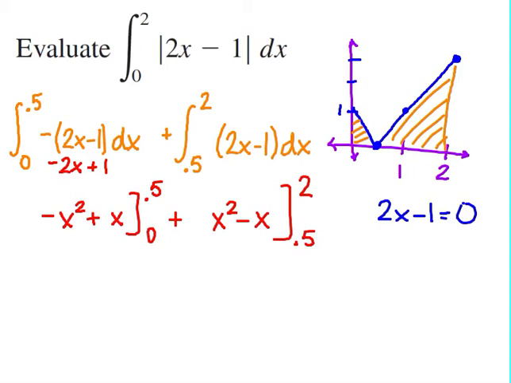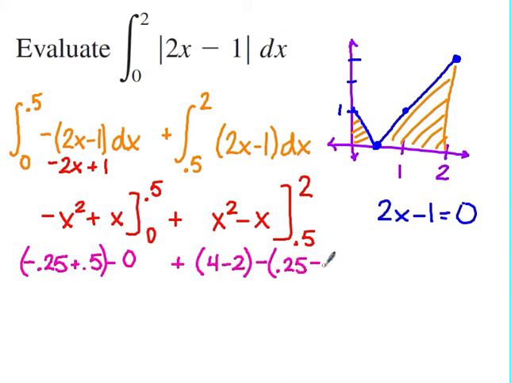So now let's plug in 0.5. If I square 0.5, I get 0.25. So negative 0.25 plus 0.5 minus 0. It doesn't matter where I plug 0 in, I'm still going to get a value of 0. Now from here, let's plug in 2. So here I'm going to get 4 minus 2 minus 0.5 squared, which is 0.25, minus 0.5. So negative 0.25 plus 0.5 is 0.25, plus 4 minus 2 here is 2.